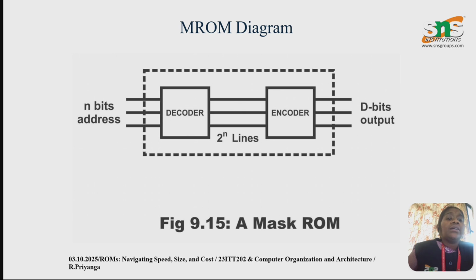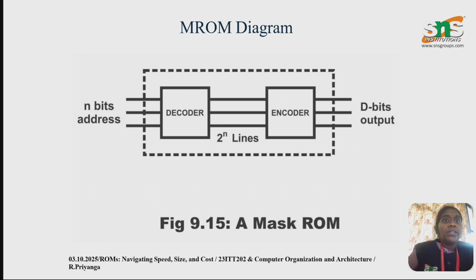This is a diagram of MROM. It shows the internal structure of MOS-ROM, a type of read-only memory whose contents are permanently written during the chip manufacturing process. It stores data in the form of fixed connections. It cannot be modified once created.